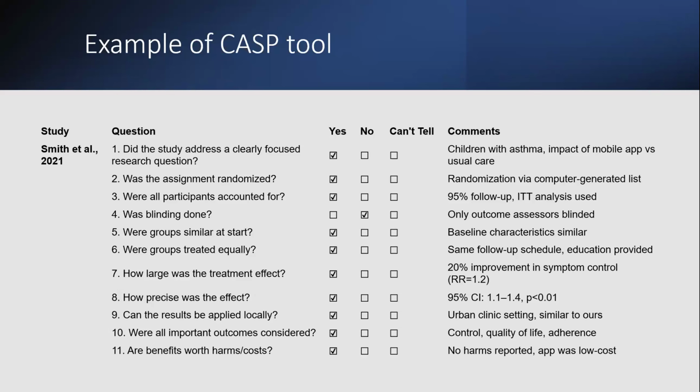So were the groups similar at the start? They have mentioned that baseline characteristics were similar. Were the groups treated equally? Yes, they have mentioned the same follow-up schedule, and education was provided for the participants. Then, how large was the treatment effect? Here you can see that a 20% improvement in symptom control was found in the study.